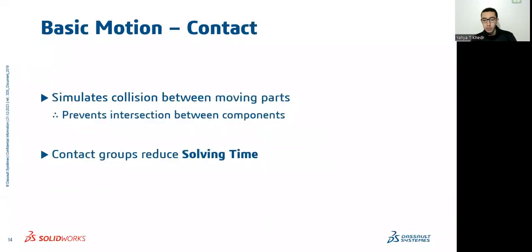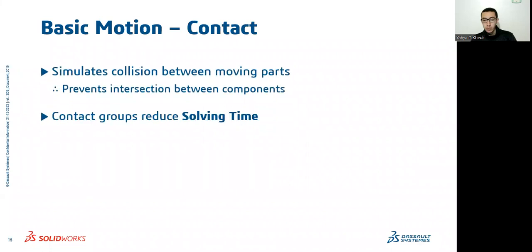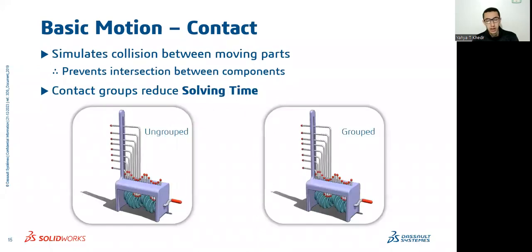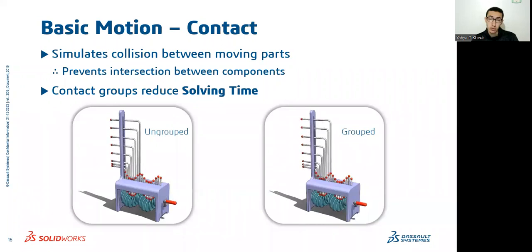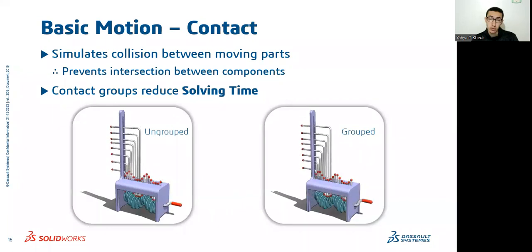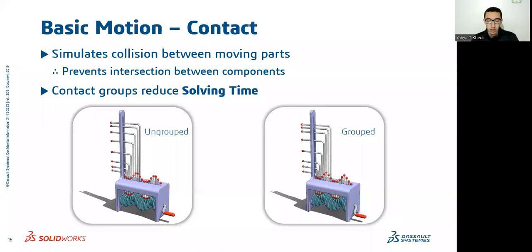Using contact groups, it's going to tremendously reduce the solving time you have. But the other thing is you're not going to see any difference when it comes to the results themselves. So here you've got the grouped and ungrouped side by side, and I myself don't see any difference between them. The only real difference is the time it took to calculate each one of them.